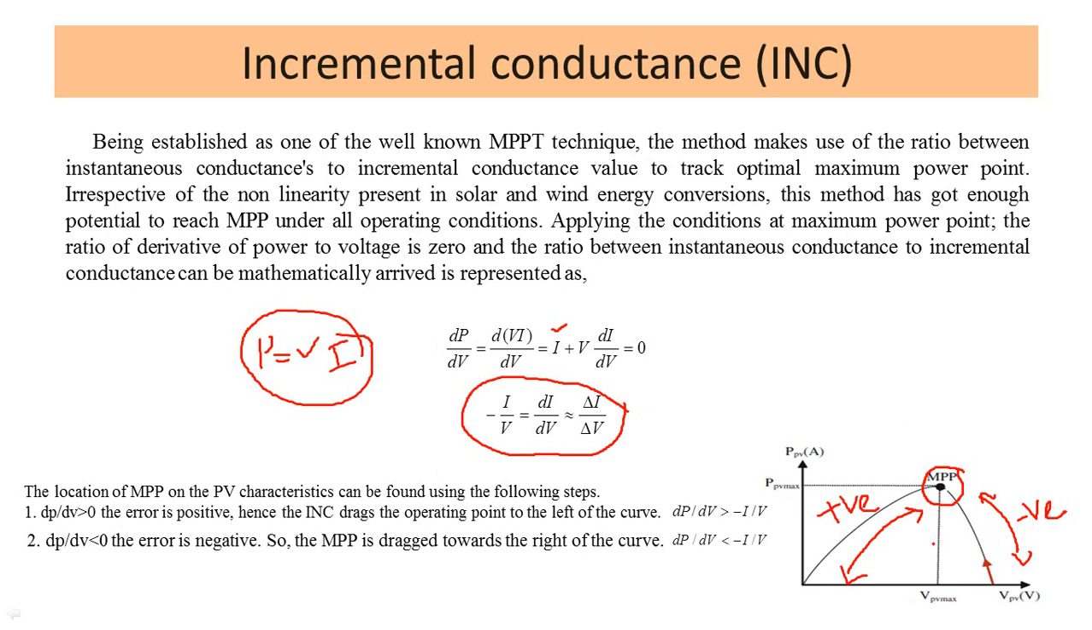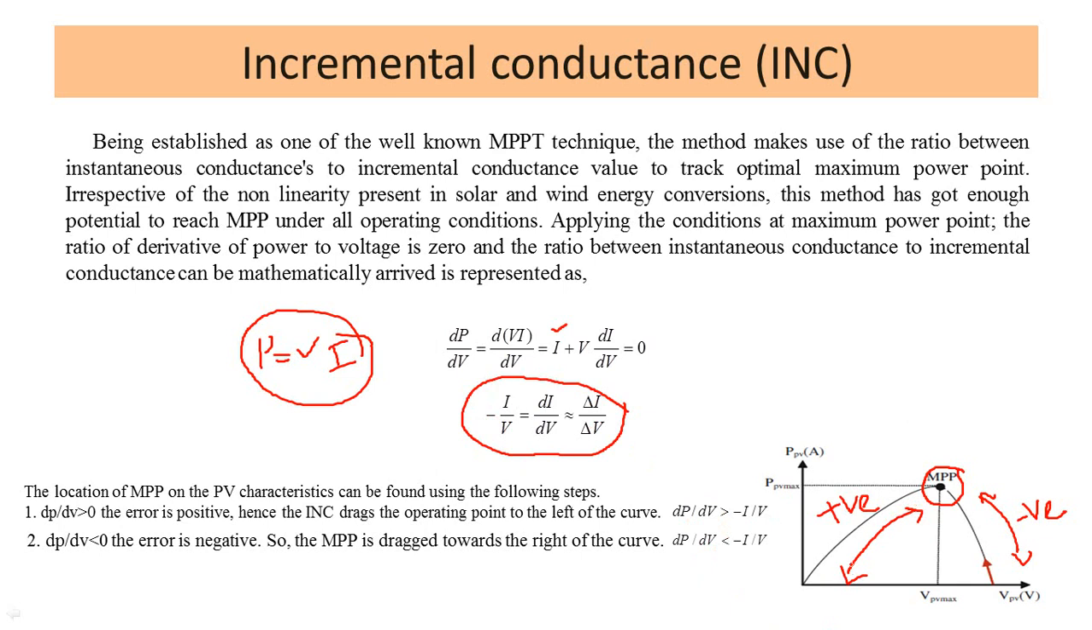Already it is operating at the MPP point. Of course, it is not going to happen. If the ratio dP by dV is equal to 0, it is going to be the MPP point. If dP by dV is greater than minus I by V, which means what? It is operating in your error.